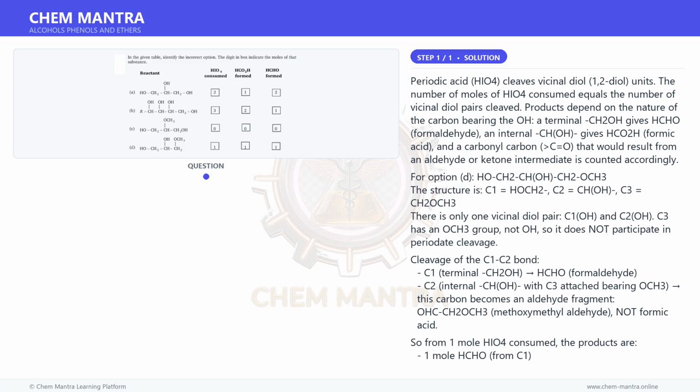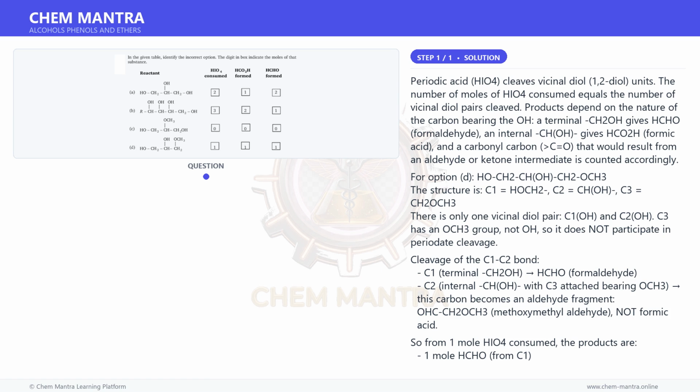Periodic acid, HIO4, cleaves vicinal diol (1,2-diol) units. The number of moles of HIO4 consumed equals the number of vicinal diol pairs cleaved. Products depend on the nature of the carbon bearing the diol. A terminal CH2OH gives HCHO, formaldehyde; an internal CH(OH) gives HCO2H, formic acid; and a carbonyl carbon, C=O, that would result from an aldehyde or ketone intermediate is counted accordingly.